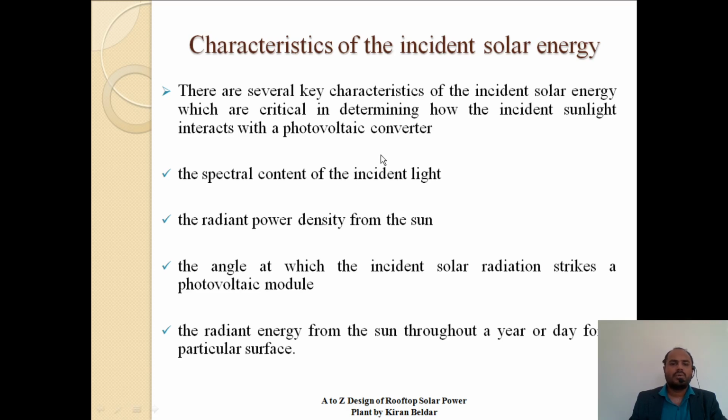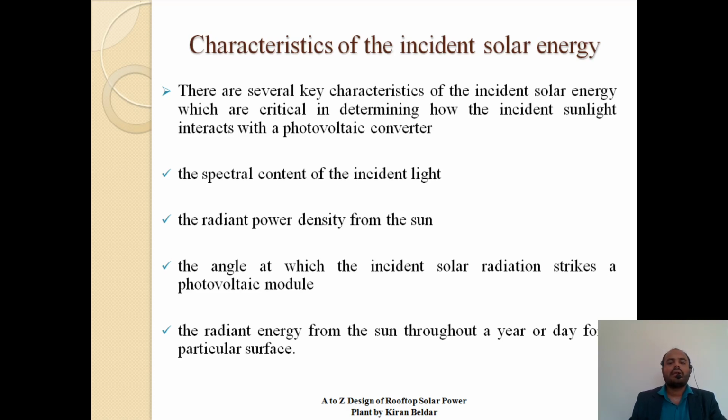Characteristics of incident solar energy. There are several key characteristics of incident solar energy which are critical in determining how the incident sunlight interacts with a photovoltaic converter. First is the spectral content of incident light.